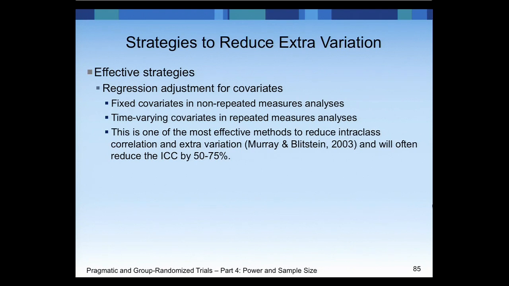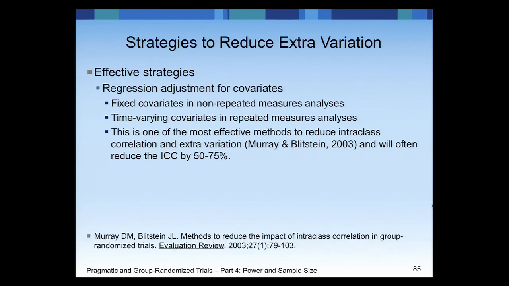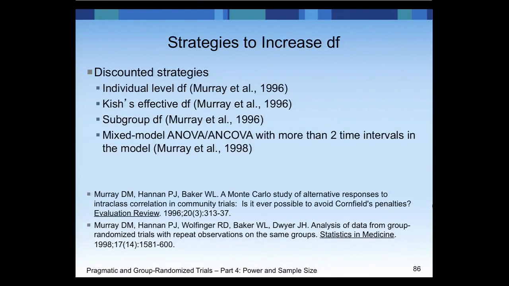These would be fixed covariates in non-repeated measures analyses, time-varying covariates in repeated measures analyses. And this is one of the most effective ways to make intraclass correlation smaller. It also serves to reduce residual error, so that's another benefit. Often we can reduce the ICCs by 50 or 75% with a dramatic improvement in power. So I strongly recommend this approach to anyone who's considering analysis of data from group randomized trials.